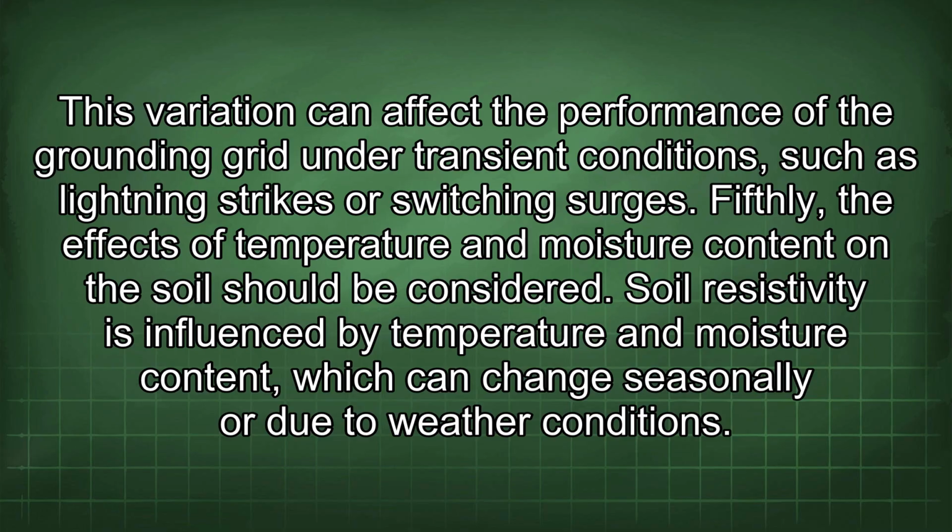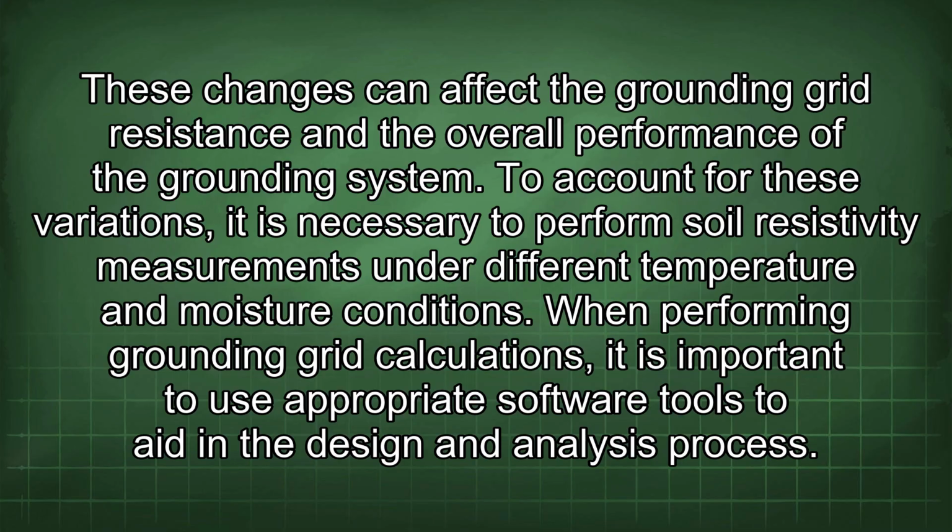Fifthly, the effects of temperature and moisture content on the soil should be considered. Soil resistivity is influenced by temperature and moisture content, which can change seasonally or due to weather conditions. These changes can affect the grounding grid resistance and the overall performance of the grounding system. To account for these variations, it is necessary to perform soil resistivity measurements under different temperature and moisture conditions.